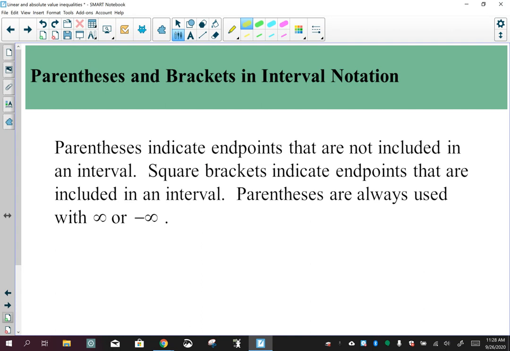So when we deal with interval notation, make sure, as we just talked about, parentheses indicate endpoints that are not included in an interval. Square brackets indicate endpoints that are included in the interval. And parentheses are always used with an infinity or negative infinity. That's just something you need to remember and understand as you go through this whole process.